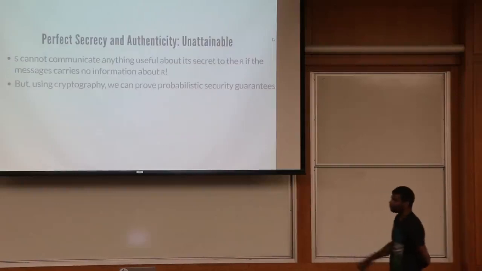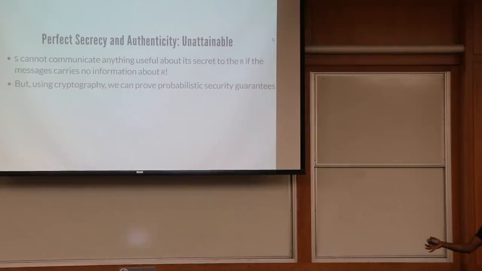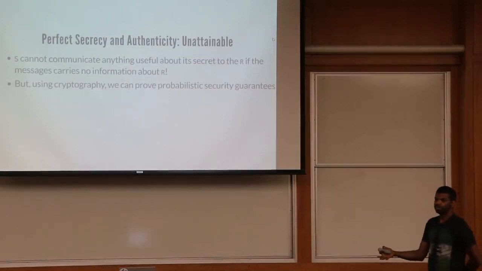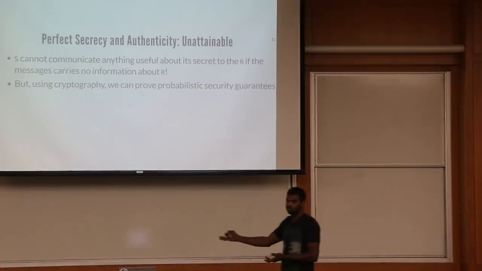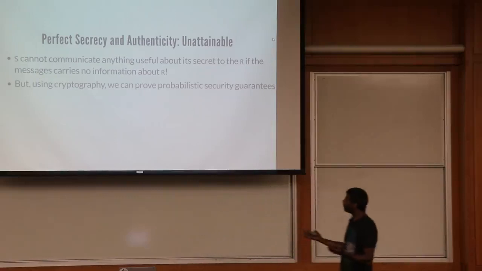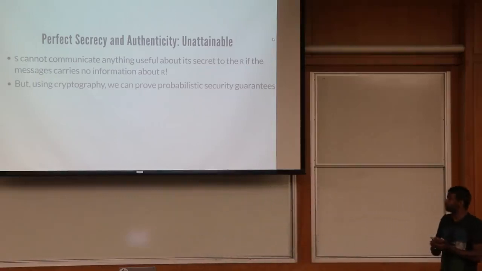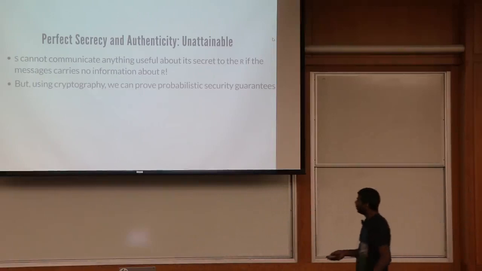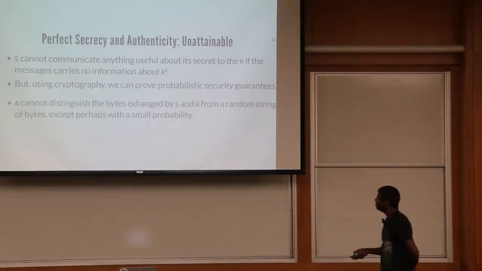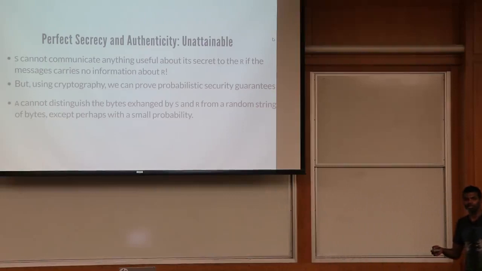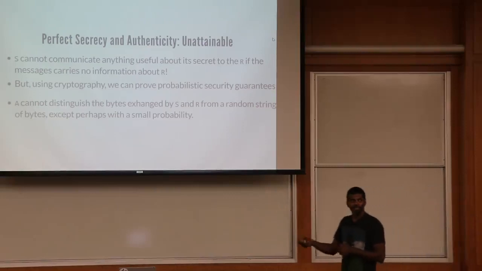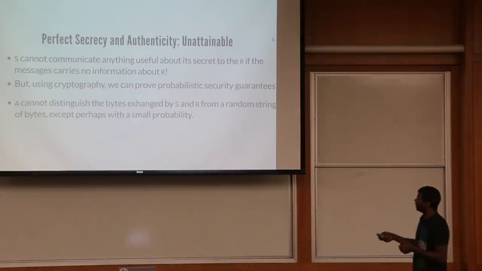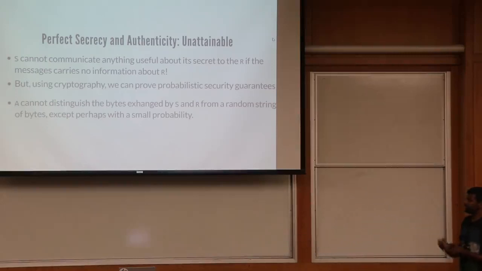Now, of course, this kind of ideal security is not attainable in practice. If the result computed by the sender does not depend on the secret, then the sender can't effectively communicate anything about the secret to the receiver. So you need to do something. Here's where cryptography comes in. Using crypto, you can prove probabilistic security guarantees. You can say things like, the adversary cannot distinguish the bytes exchanged between S and R from a random string, except with a small probability.